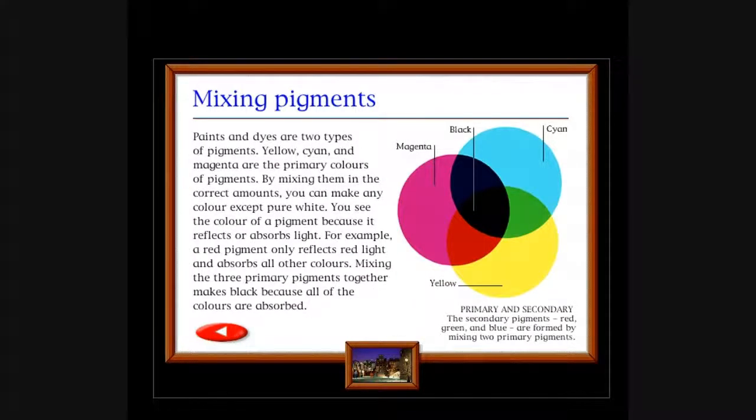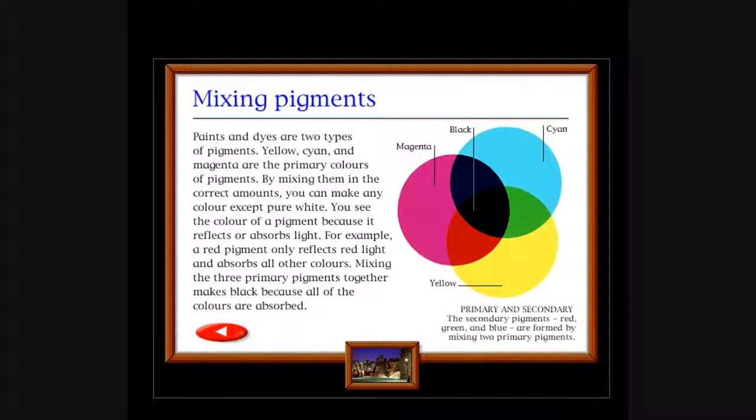Mixing pigments. Paints and dyes are two types of pigments. Yellow, cyan and magenta are the primary colours of pigments. By mixing them in the correct amounts, you can make any colour except pure white. You see the colour of a pigment because it reflects or absorbs light. For example, a red pigment only reflects red light and absorbs all other colours. Mixing the three primary pigments together makes black because all of the colours are absorbed.